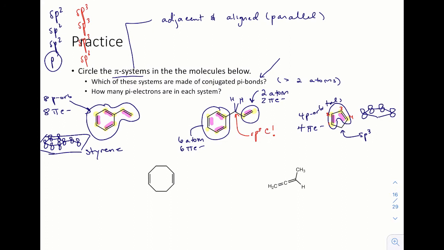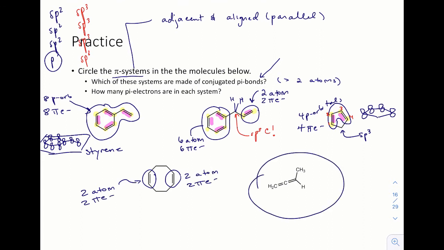Are you getting the hang of it? Let's look at the last 2 examples. So for this example here, there are 2 isolated pi systems. Here they are. There's a bunch of sp3 hybridized carbons in between the 2 pi systems, isolating them. There are 2 p orbitals or 2 atoms, 2 pi electrons.